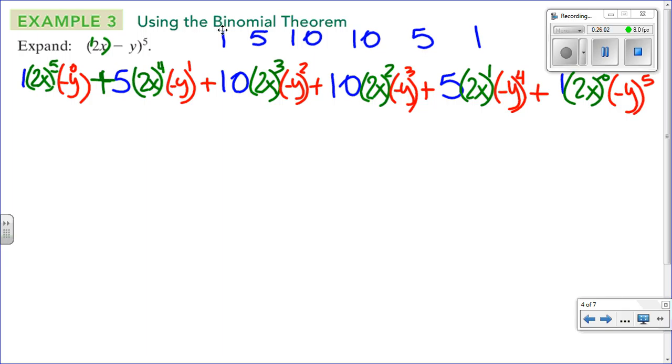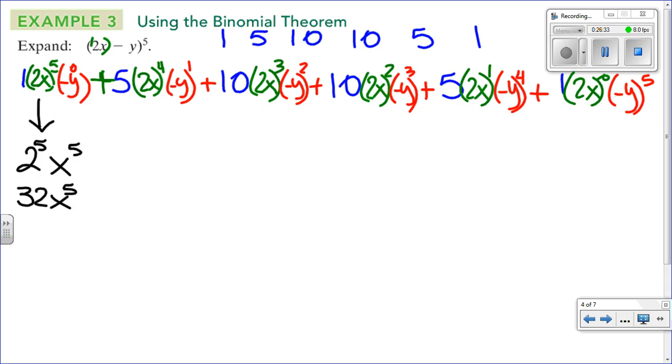Now let's start simplifying. So here, when we have 2x to the power 5, keep in mind that we're saying 2 to the power 5 and also x to the power 5. All right? Are we okay with that? So in this case, 2 to the power 5 is 32. So that's 32x to the power 5. What happens with the negative y to the power 0? That's just equal to 1, right?